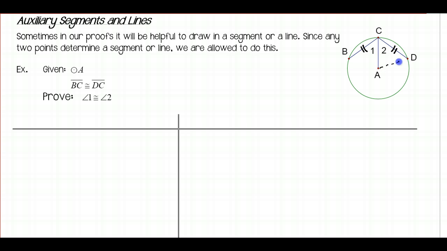segments, and notice that I'm making them dashed because they're not really part of the original figure, I can draw those in. And I'm going to put that step into my proof that I drew those in, and we can see that since they go from the center of the circle to the circle, they're going to be radii, and since they're radii of the same circle, they're going to be congruent. So here's how we're going to do this in the proof.